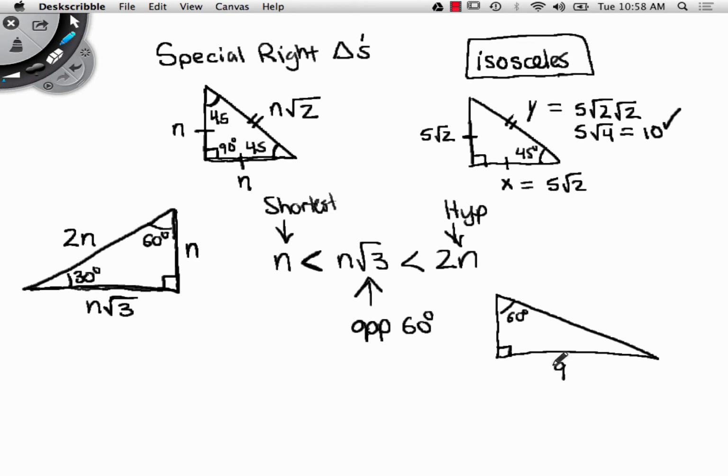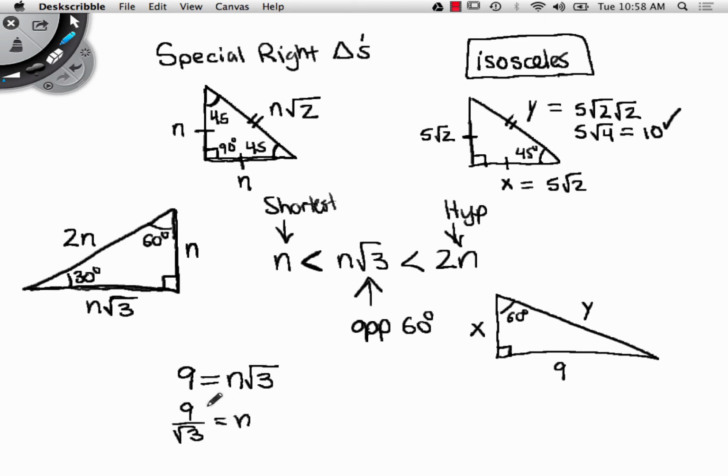And this right here is 9. All right, we want to find the other two sides of the triangle. So if I know that this is 9, what do I do now to figure out the shortest side, which is x? I set 9 equal to n square roots of 3. Yes, that's exactly right. I divide everything now by the square root of 3. So this becomes 9 over the square root of 3 equals n.